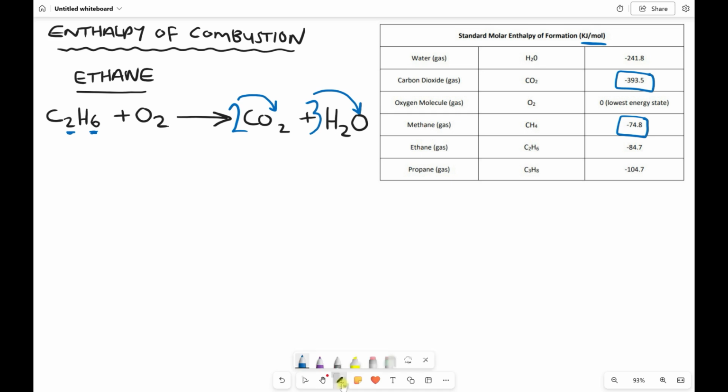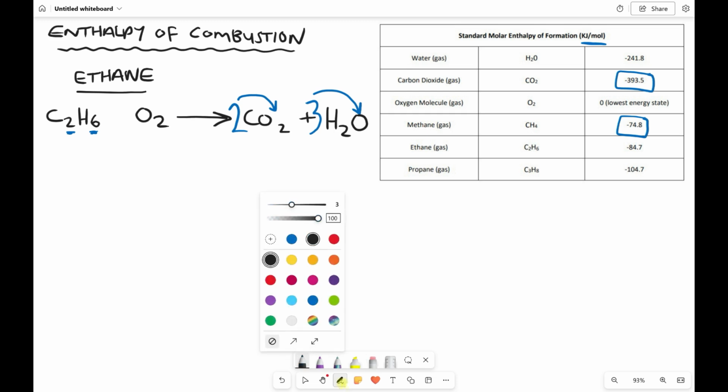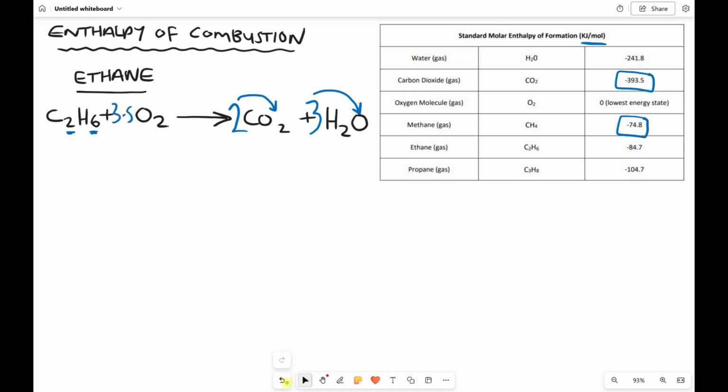Now, there isn't an issue. It just means that we're going to need 3.5 of our O2 group on the left-hand side. So we're going to have plus 3.5 of our O2 group. So now that equation is balanced, we have the same number of carbons, the same number of hydrogens, and the same number of oxygens on each side. So now we can begin our calculation.